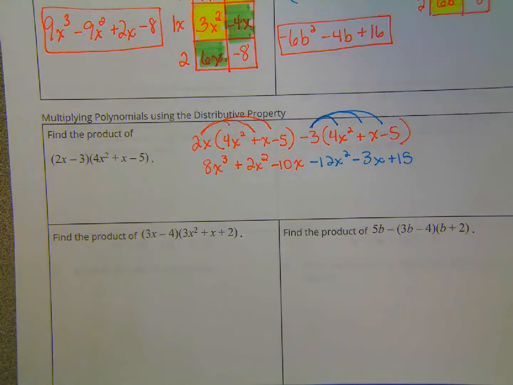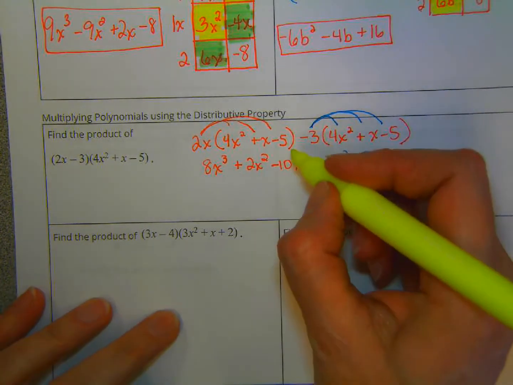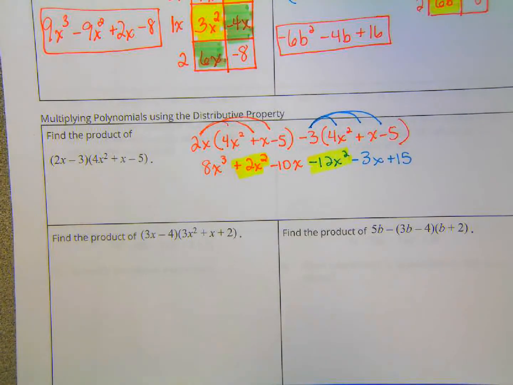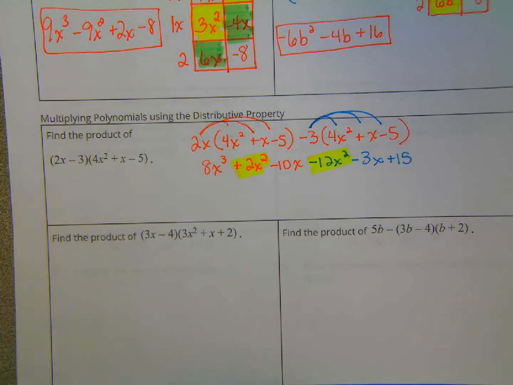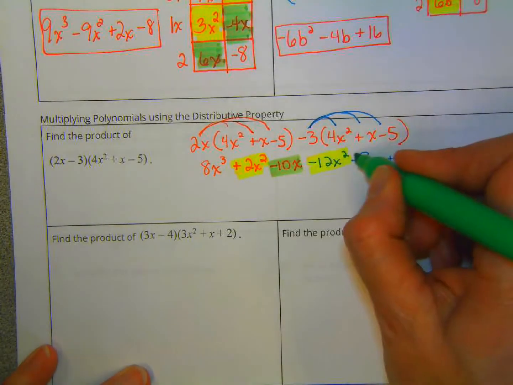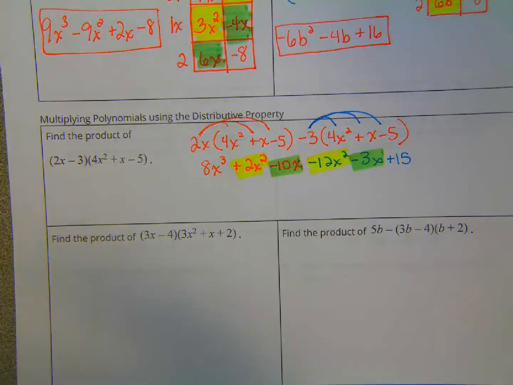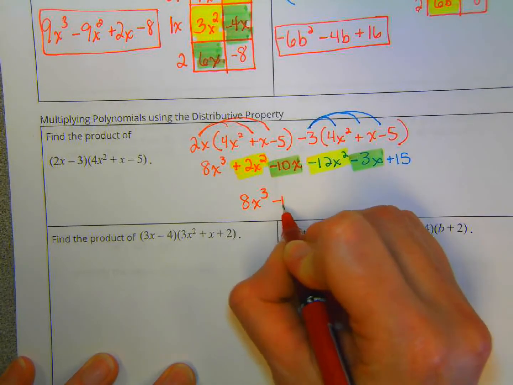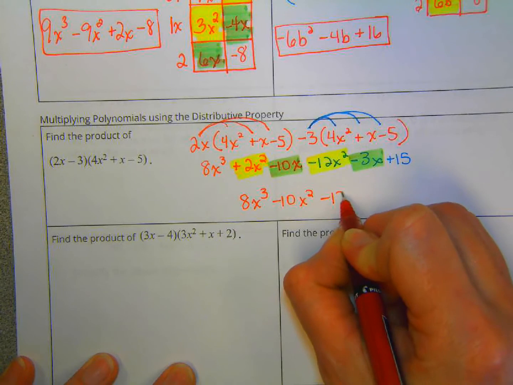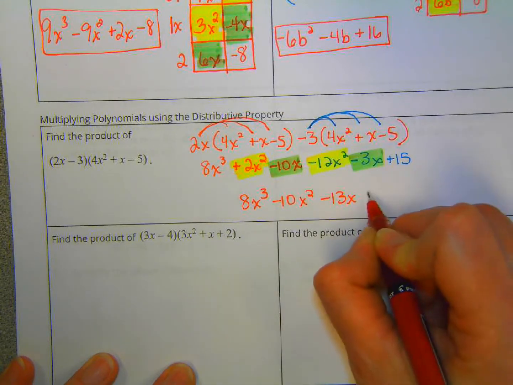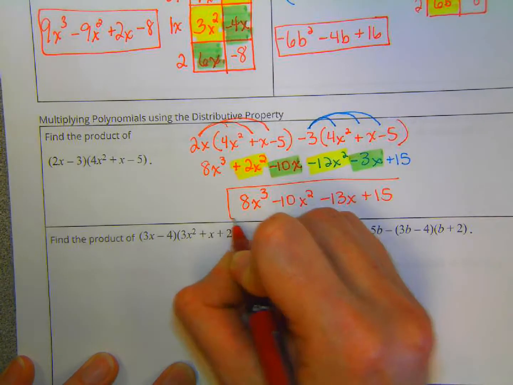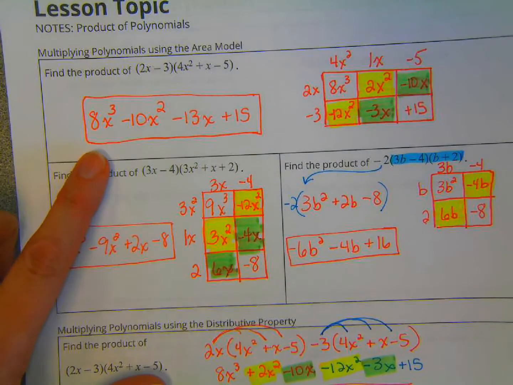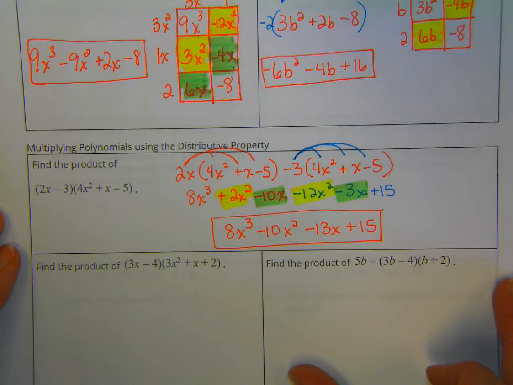Now we are combining like terms. So what are our like terms? We have positive 2x squared and negative 12x squared, just like we did in the problem above. And then we have negative 10x minus 3x. And that gives us 8x cubed minus 10x squared minus 13x plus 15. We got the same answer for this problem that we did for this problem when we used the area model. It does not matter which one you choose to use.